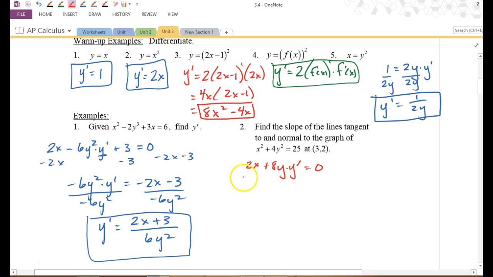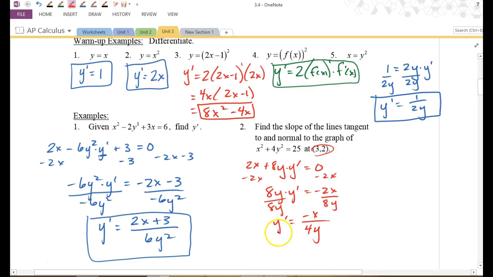Okay, so now I want to set it equal to my y derivative, so I'm going to subtract the 2x to the other side. So I'm going to have 8y times the y derivative is equal to negative 2x, then divide by 8y. So the y derivative is equal to, let's see, we can reduce 2/8 by 2 and become negative x over 4y, so there we go.